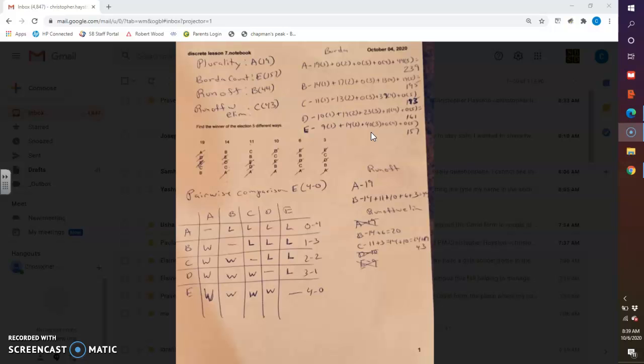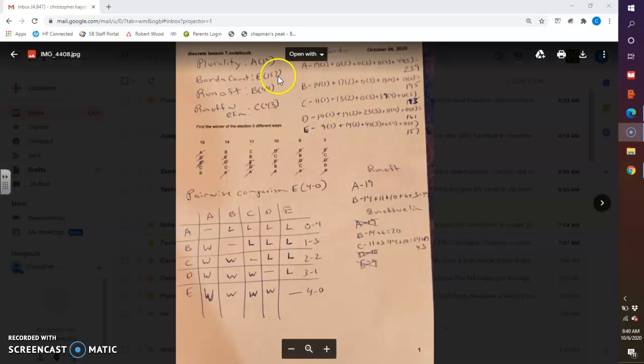And finally, my E has 9 first place votes, the 6 and the 3. It has 14 second place votes, and then it has 40 third place votes, 19 plus 11 plus 10, 0 fourth and 0 fifth place votes. So 9 plus 28 plus 120 is 157. So my Borda count winner is E. The lowest score wins. You write the letter with the score.